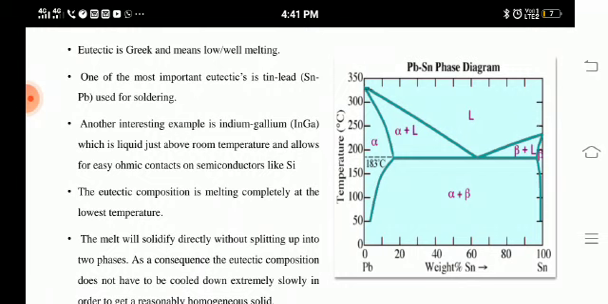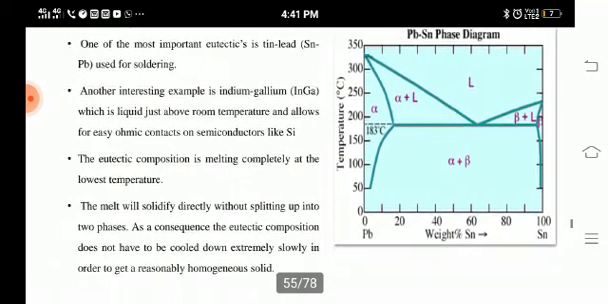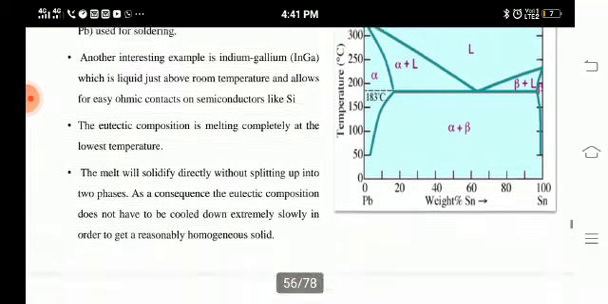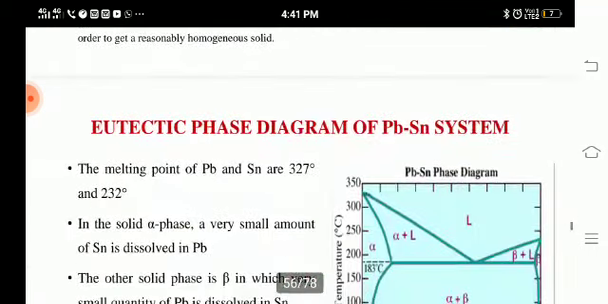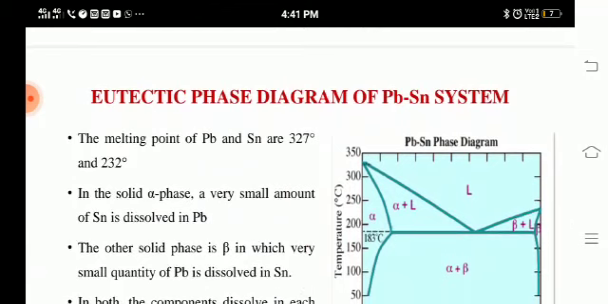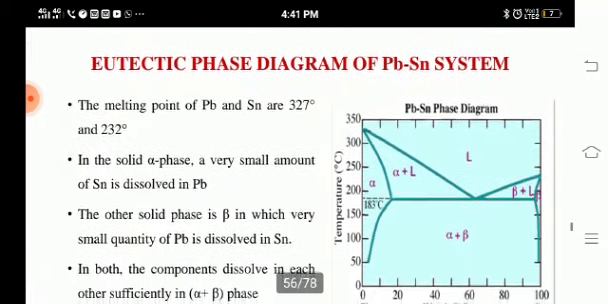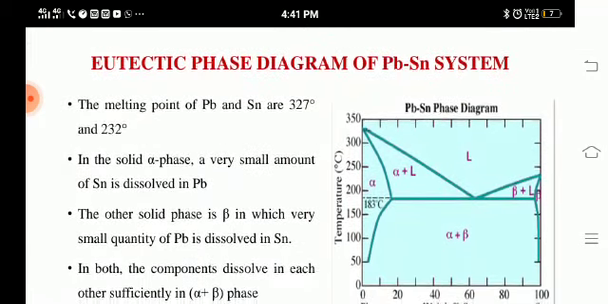The eutectic composition melts completely at the lowest temperature. The melt will solidify directly without splitting up into two phases. As a consequence, a eutectic composition does not have to be cooled down extremely slowly in order to get a reasonably homogeneous solid. Now we'll see an example of a eutectic phase diagram, that is the lead tin system.